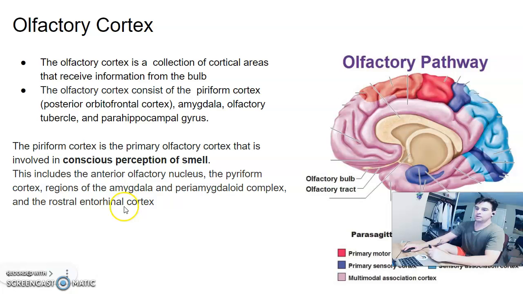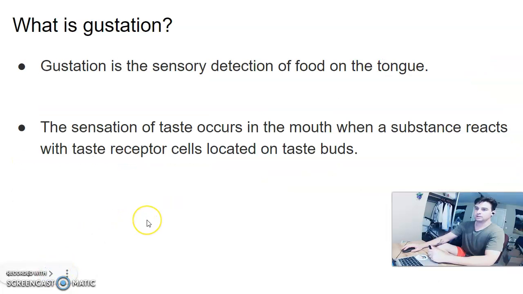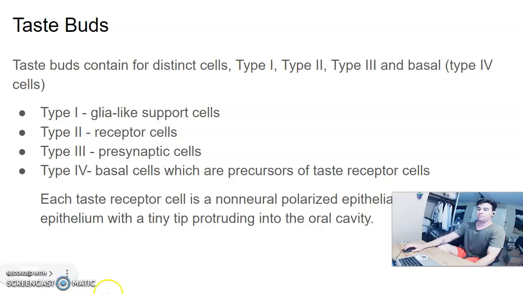So now we're on to gustation. Gustation is the sensory detection of food on the tongue. This is separate from olfaction, which was about the processing of smell. Now we're on to the processing of taste. The sensation of taste occurs in the mouth when a substance reacts with a taste receptor cell located on the taste buds.